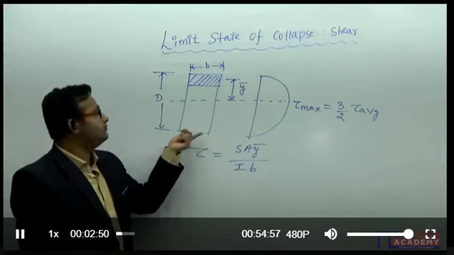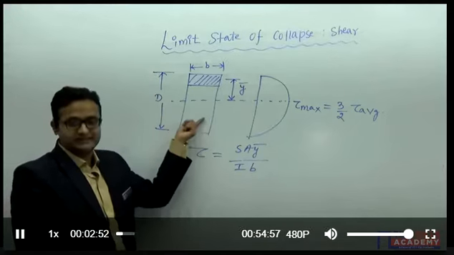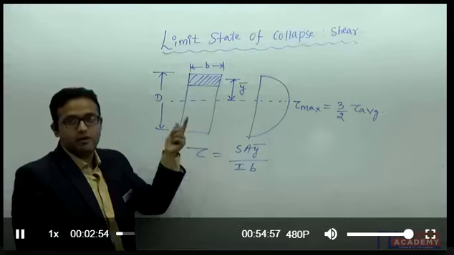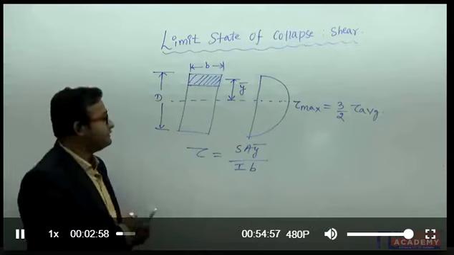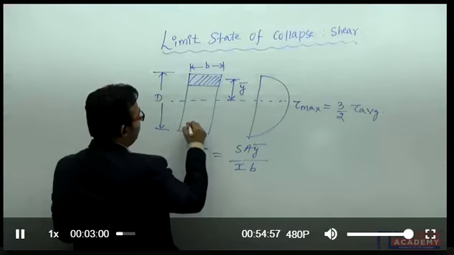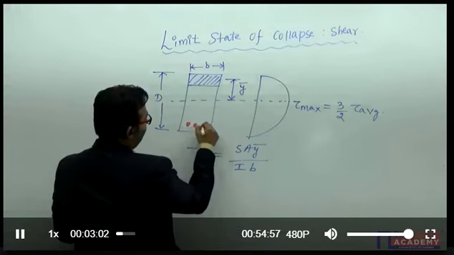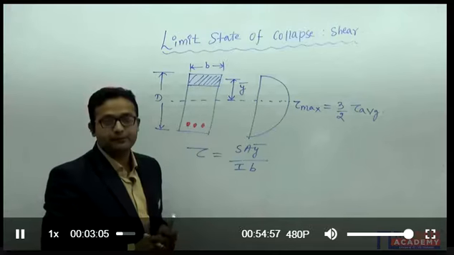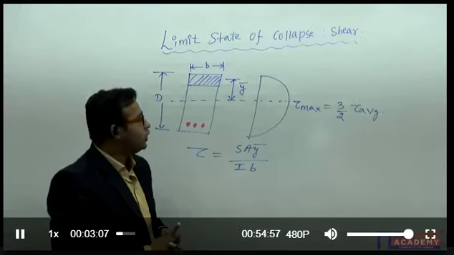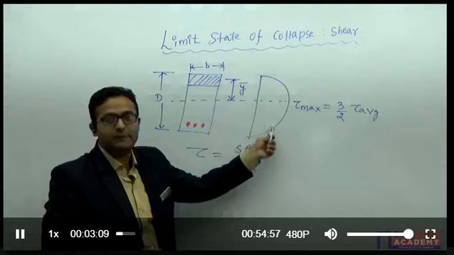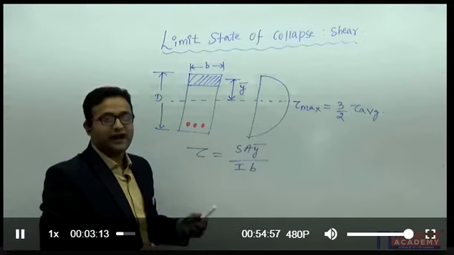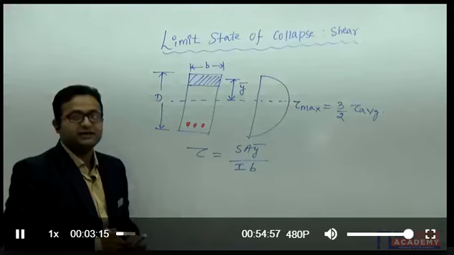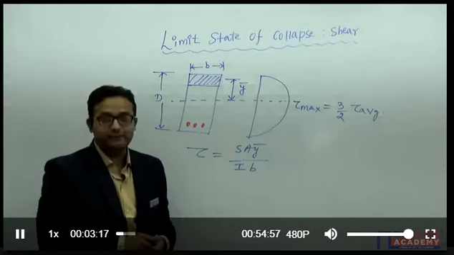There we assumed the beam and the material are homogeneous. But in the case of RCC, we are going to provide reinforcement in the beam. So the stress distribution will not be parabolic now. It will be something different. So let's find the distribution of shear stress in the RCC beam.